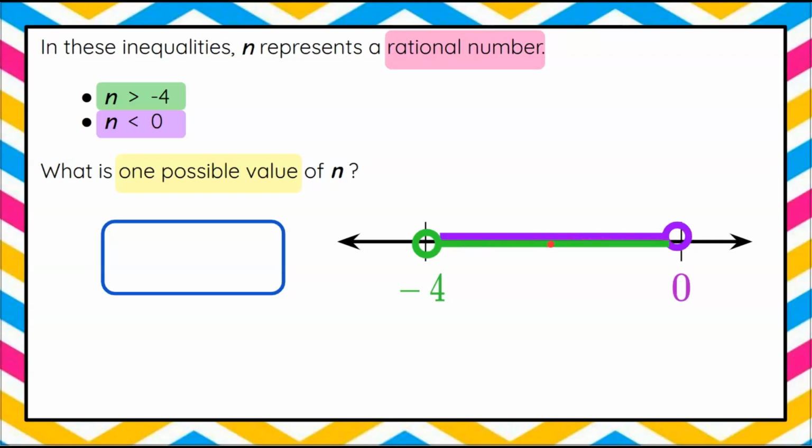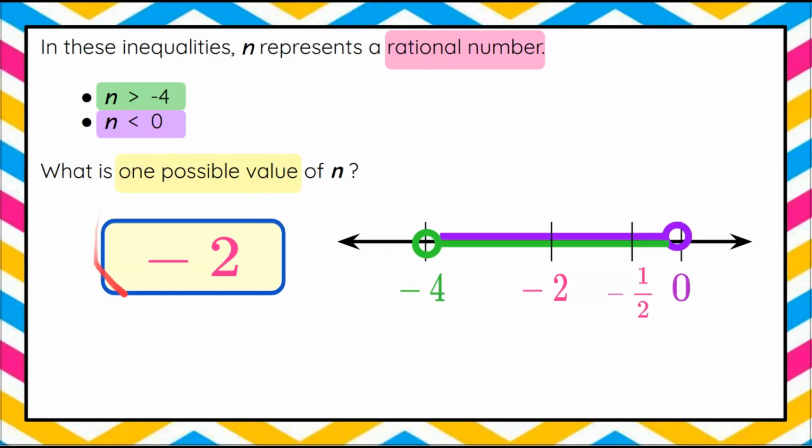So I could plot an example, you could do anything, -2. You might have done -3. And -2 is a rational number because it can be -2/1. We could also say a fraction, -1/2 is less than 0, greater than -4, and it's a rational number. So any value of n would have to be negative and less than 0, and not equal to -4, but greater. So you could have picked any value. I'm going to answer -2 because it just said one possible value.